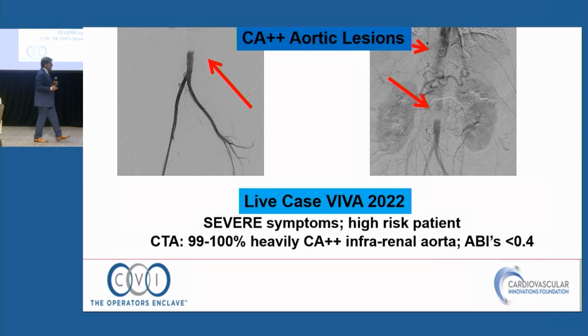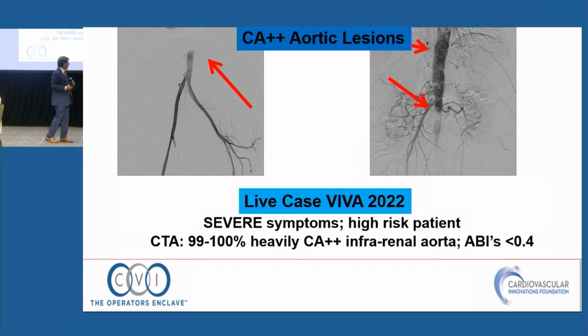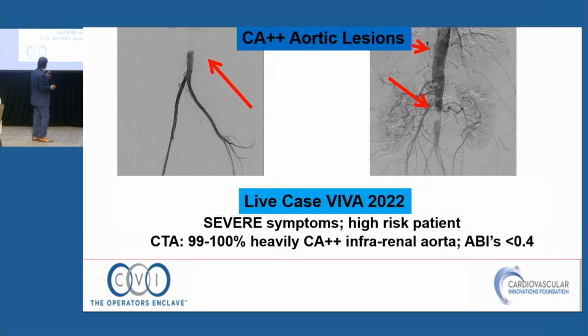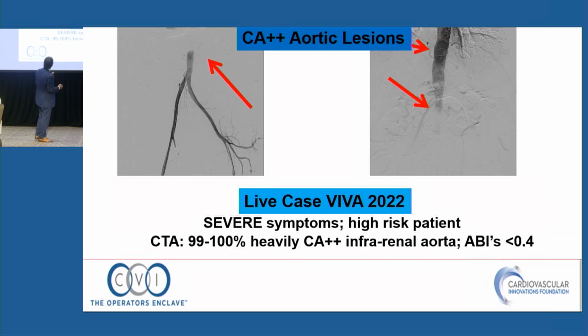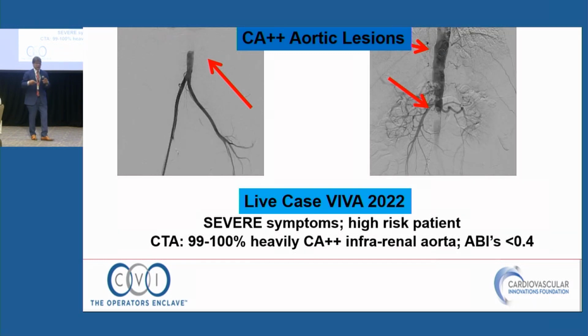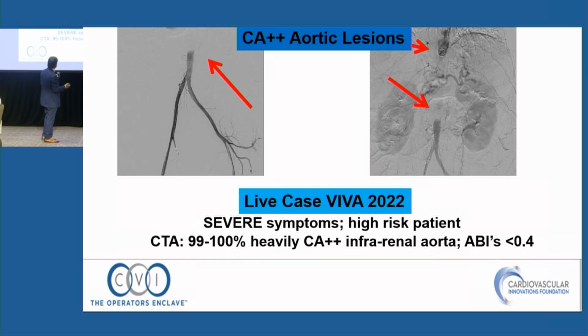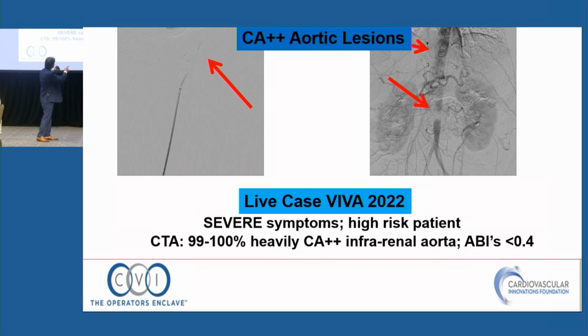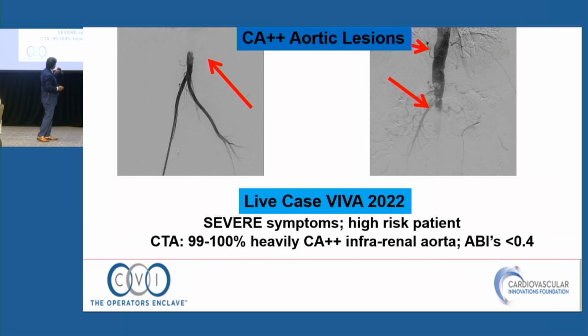All right, this is one we did as a live case for Viva last year. A lady was incredibly limited by claudication, a high-risk patient. She had a subtotal occlusion of her aorta, and it was heavily calcified. Because I was zipping through these, I don't have the CT angiograms. Trust me, we showed them at the live case. But you can see the occlusion over here, and on the other side, just below the left renal artery, that heavy, eccentric, calcified lesion, okay?